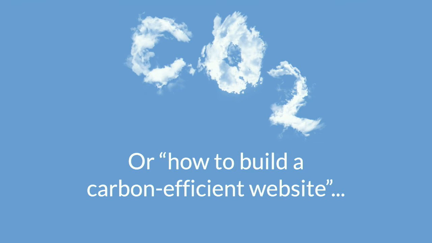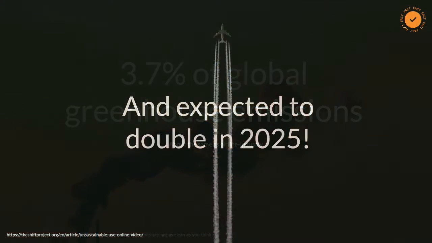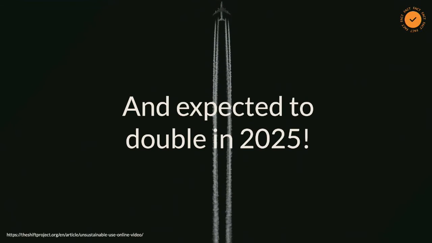This talk could also be called how to build a carbon efficient website, because that's kind of what I'm trying to get at here. To give you the quick why, in case anybody's wondering, the internet today is responsible for 3.7% of the global carbon emissions total. And if you see in the link, this quote is from 2020, so it's already worse than that. And we're expecting these numbers to double between now and 2025.